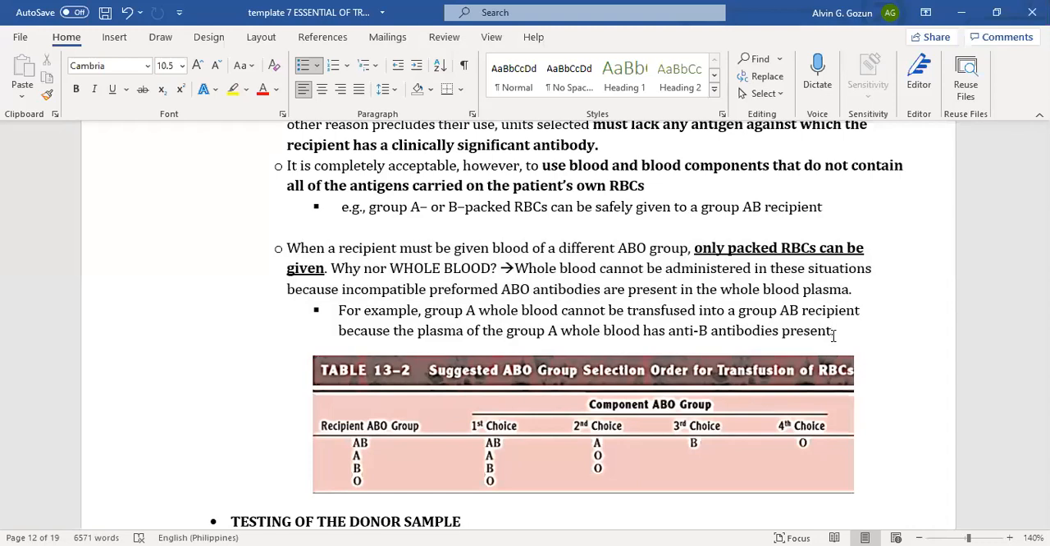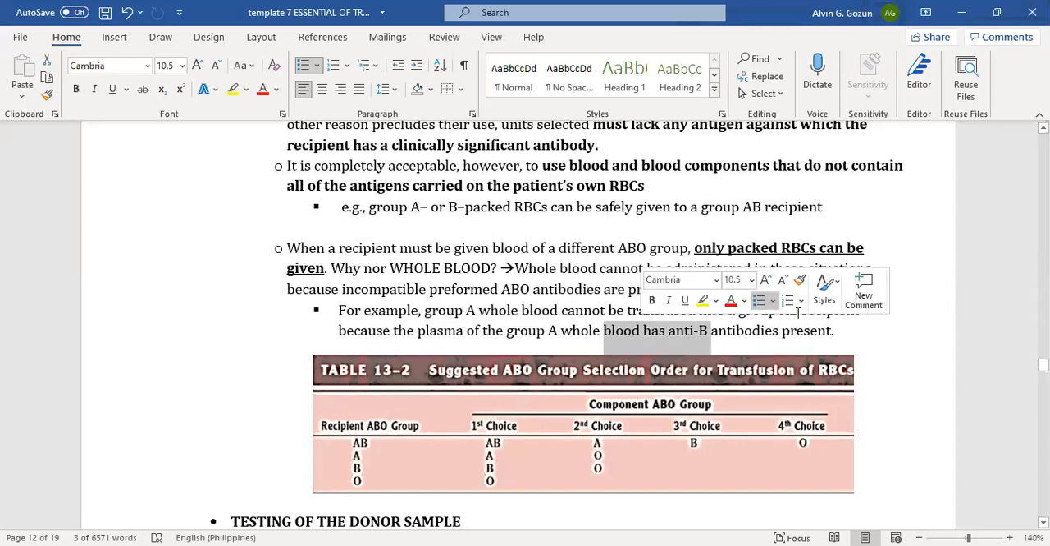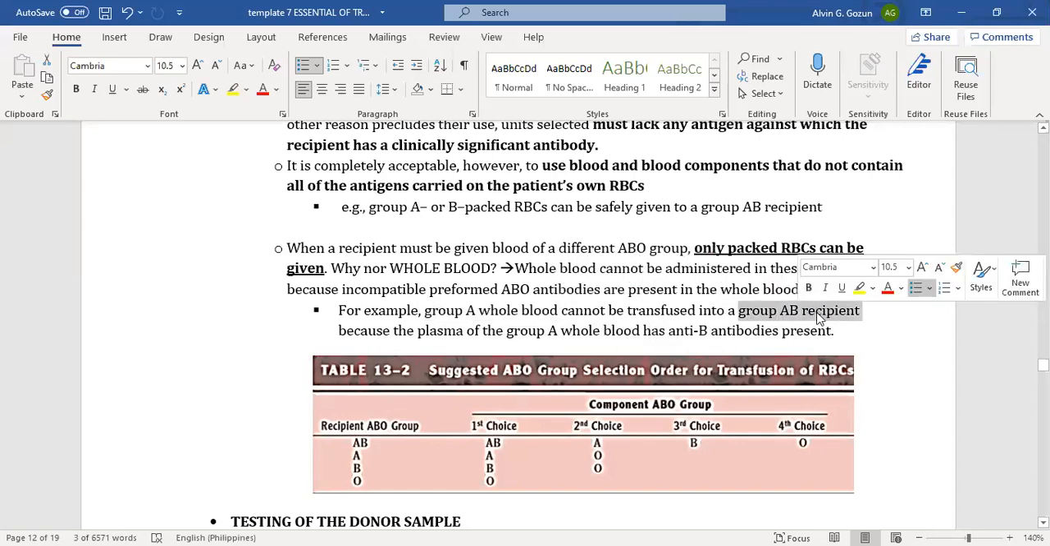Very good, di ba? Yung pag si blood type A daw, or Group A whole blood, hindi mo siya pwedeng i-transfuse sa Group AB na recipient. Bakit? Kasi si Group A whole blood, yung plasma kasi ni Group A, merong anti-B antibodies present. Ano naman ngayon kung may anti-B doon sa plasma ng Group A whole blood? Mag-a-attach siya doon sa B antigen ng recipient and it can cause hemolysis.